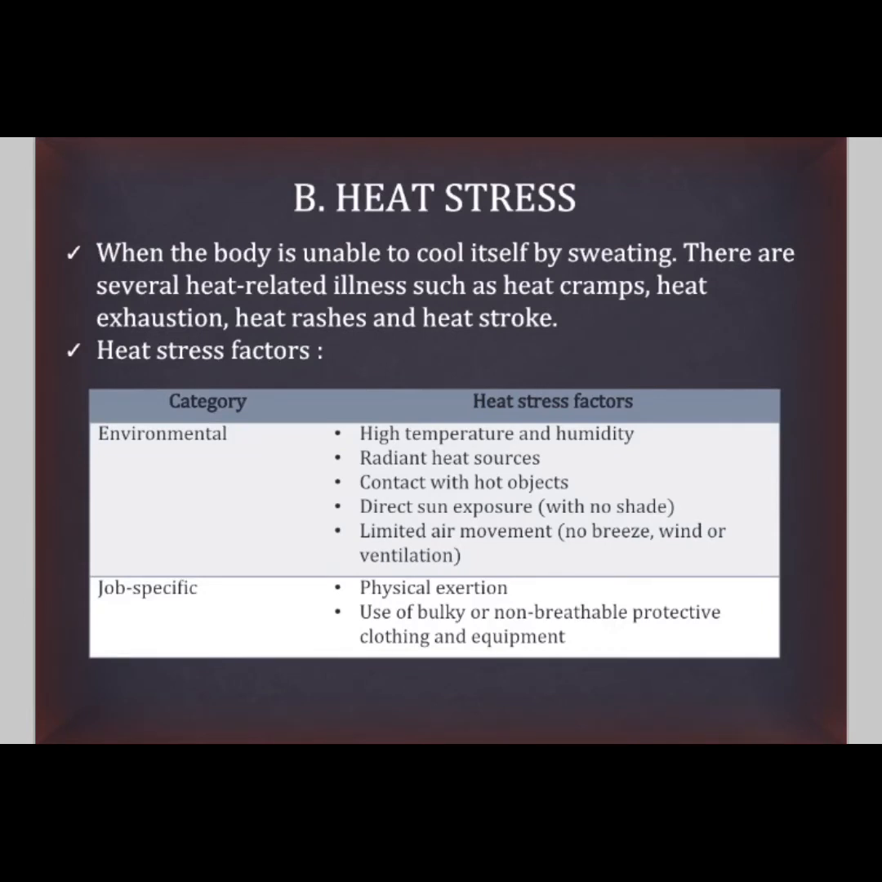B. Heat stress. When the body is unable to cool itself by sweating, there are several heat-related illnesses such as heat cramps, heat exhaustion, heat rash, and heatstroke. Heat stress factors. Category: environmental stress. High temperature and humidity, radiant heat source, contact with hot objects, direct sun exposure with no shade, limited air movement, no breeze, wind or ventilation. Category: job specific. Physical exertion, and use of bulky or non-breathable protective clothing and equipment.